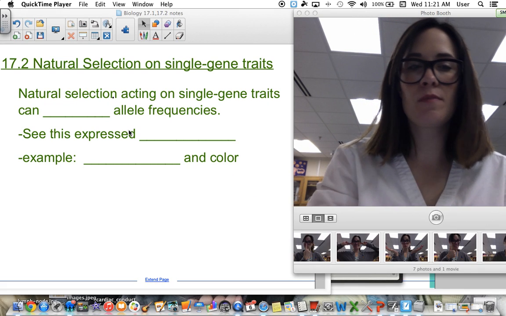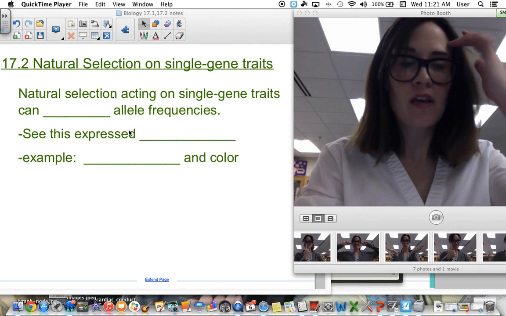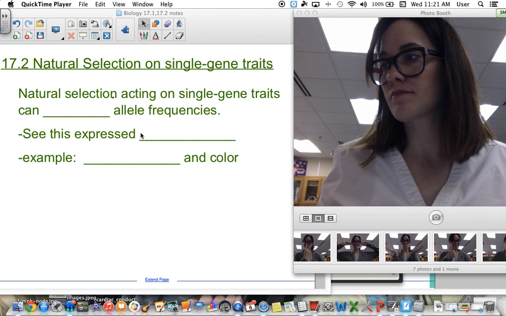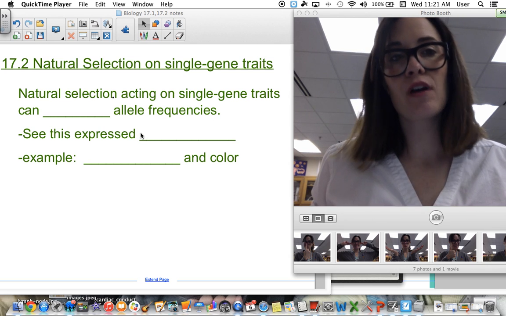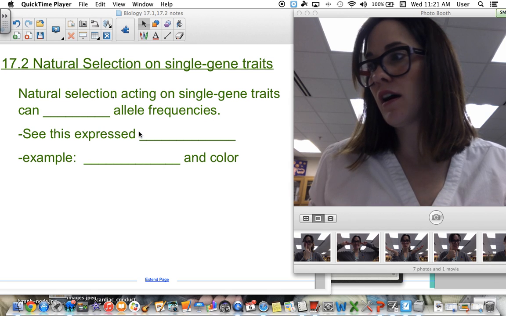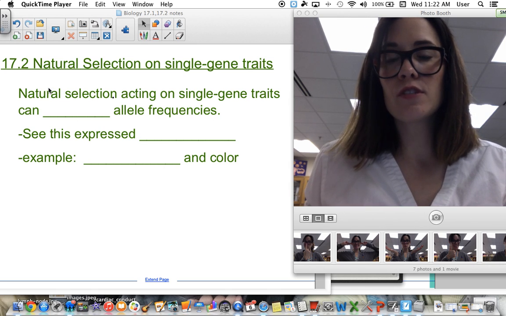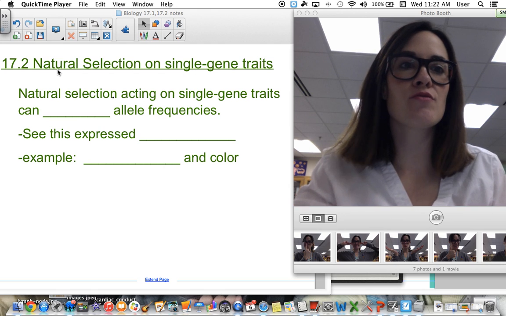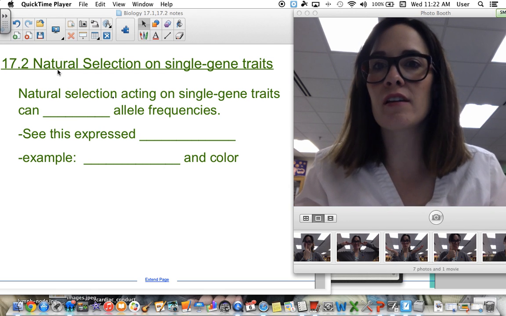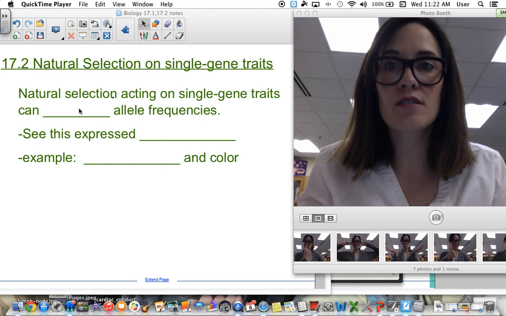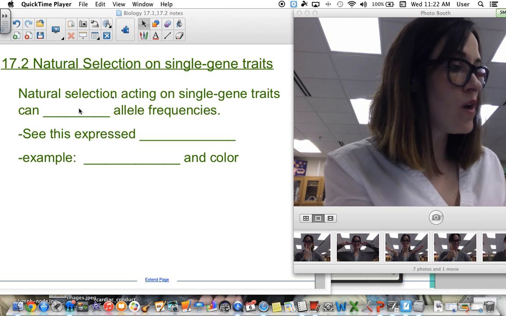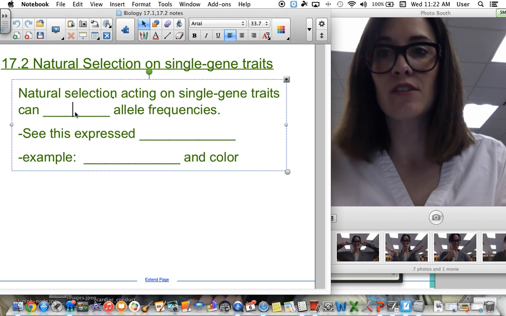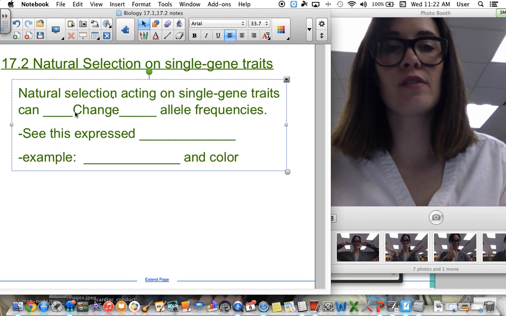All right, so this is about chapter 17.2 in your textbooks. Natural selection, how it changes populations, or how evolution changes genetic populations. First of all, we're going to talk about how natural selection affects single gene traits, those traits that are simple, determined by one gene. Natural selection acting on single gene traits can change allele frequencies.